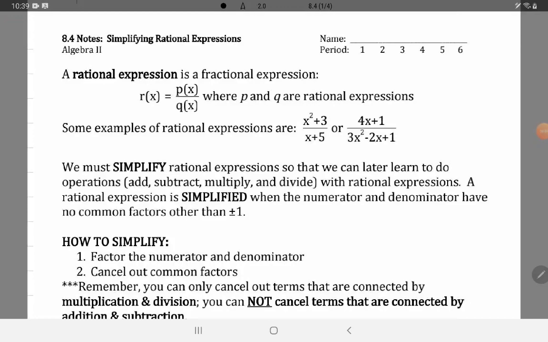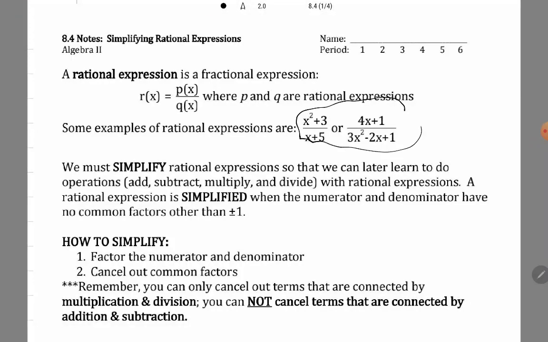Today we'll be simplifying and multiplying rational expressions. So here's an example of a rational expression here, or a couple rational expressions. And we're going to simplify them or multiply them. First we'll start off with simplifying.